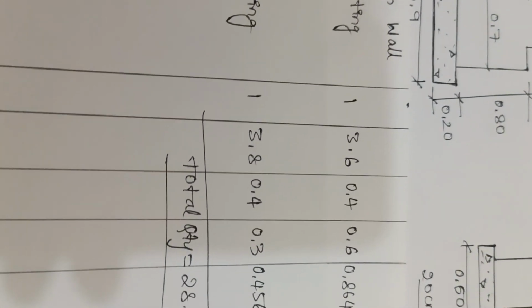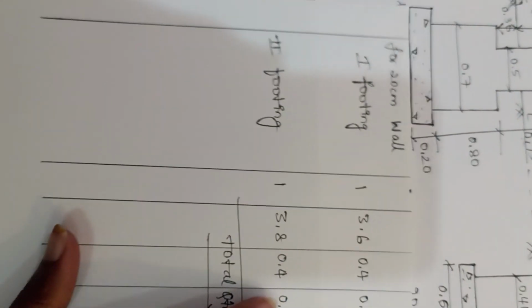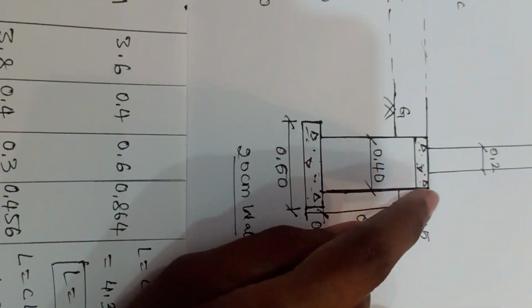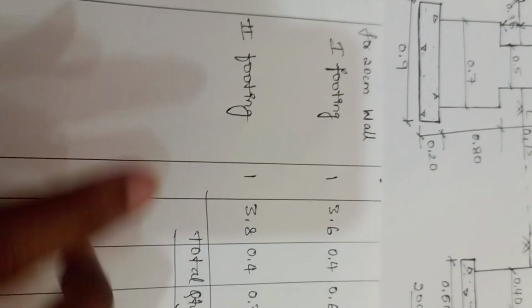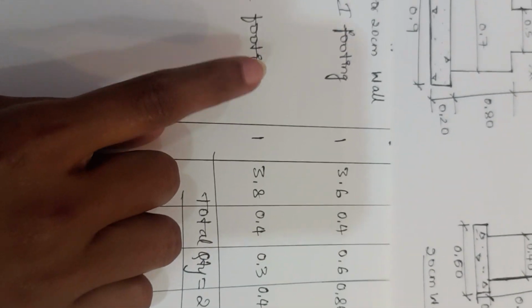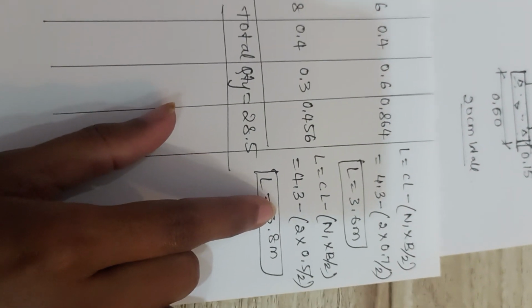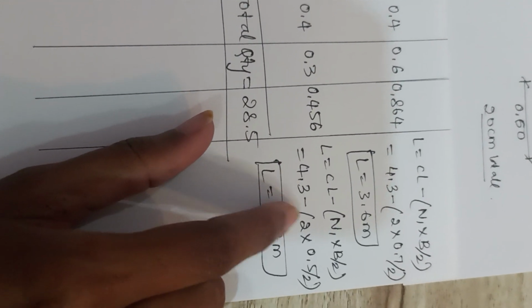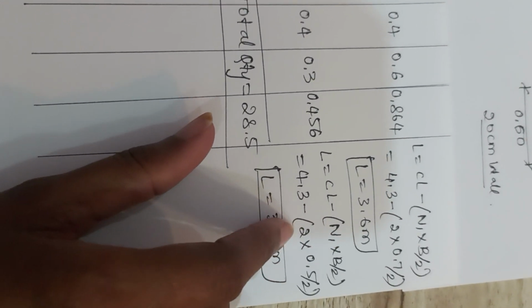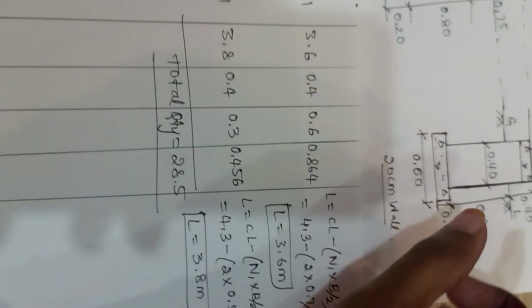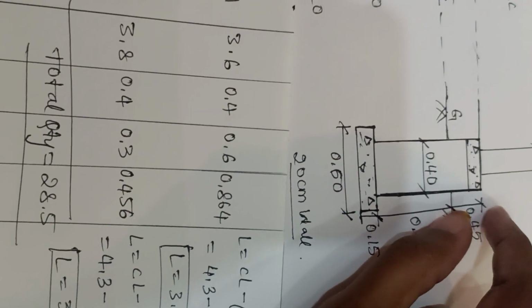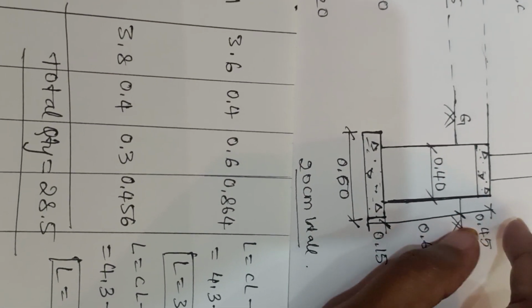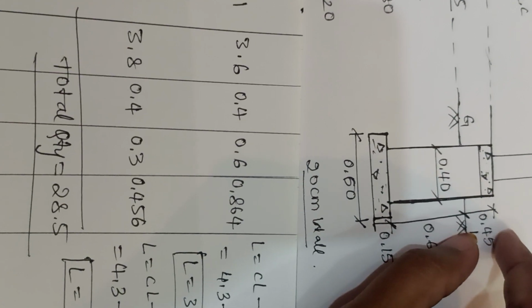Similarly, let us do it for the next half portion, the remaining portion which is coming above the ground level. So let us name it as second footing. For this, let us show the calculation with the same formula. Here clear length is 4.3 minus of N1, N1 is 2 into. Now you look to the depth which is coming above the ground level. You have a depth of 0.45.